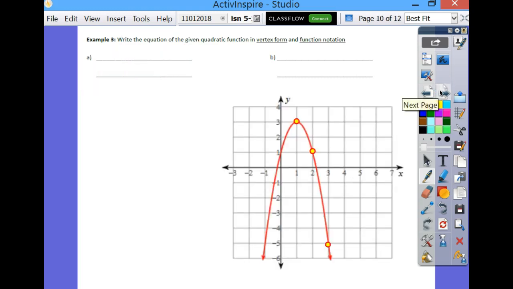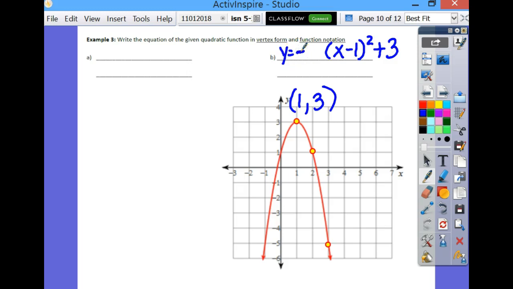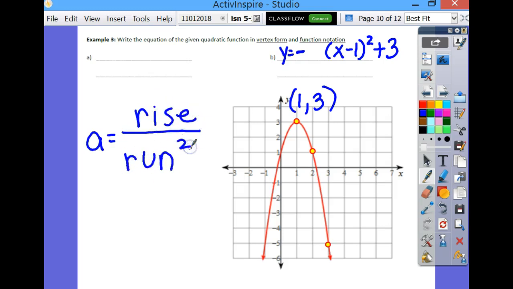First thing I need to know to write the equation in vertex form is the vertex. So what is the vertex? 1 and 3. So y equals (x - 1) squared plus 3. Do you notice that the graph is pointing down? If the graph is pointing down, there will be a negative sign right there because the graph is pointing down. And A is equal to rise over run squared.